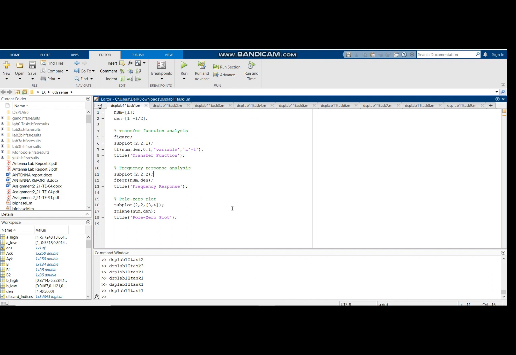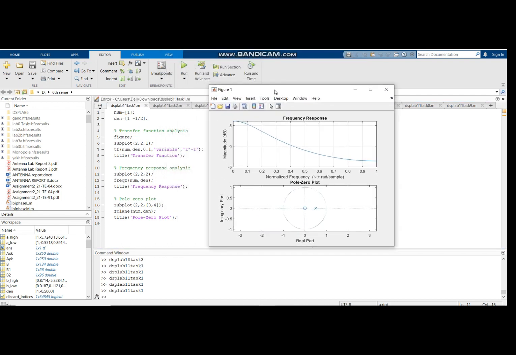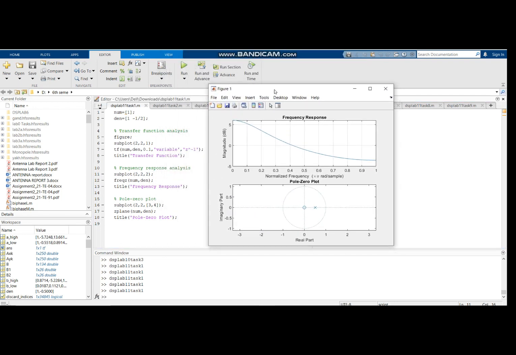This MATLAB code analyzes a digital filter defined by its transfer function using num and den functions. The first subplot visualizes the frequency response. Here we can see this plot represents the filter's frequency response, showing how it affects different frequency components.